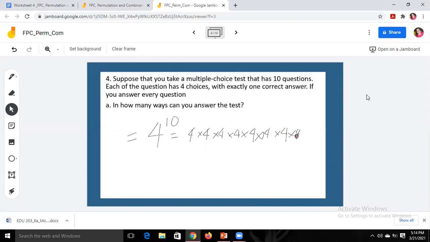Kumaga 4 times 4. One, two, three, four, five, six, seven, eight, nine, ten. Ayan. Okay. Or we have 1,048,576. Okay. Let's go to the next question.